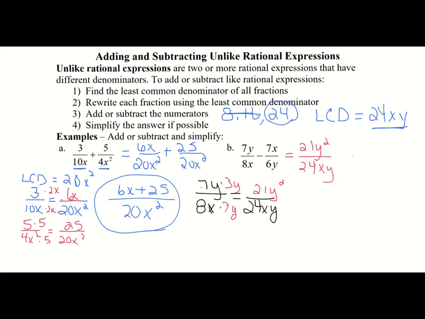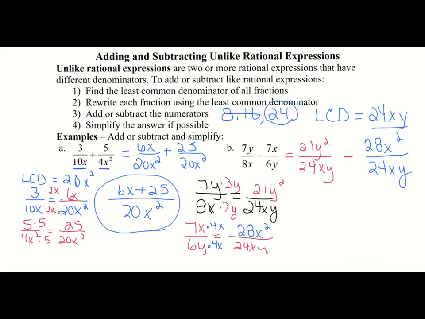24xy minus, all right, now my 7x over 6y. To get that to 24xy, I need to multiply the 6 times a 4 and an x. So I'll multiply the top by 4x. And that's going to give me 28x squared. So that new problem is minus 28x squared over 24xy.